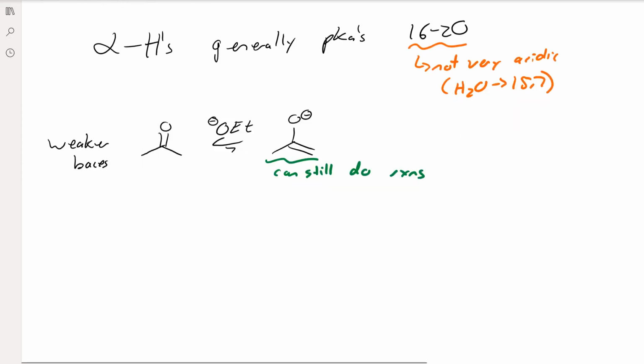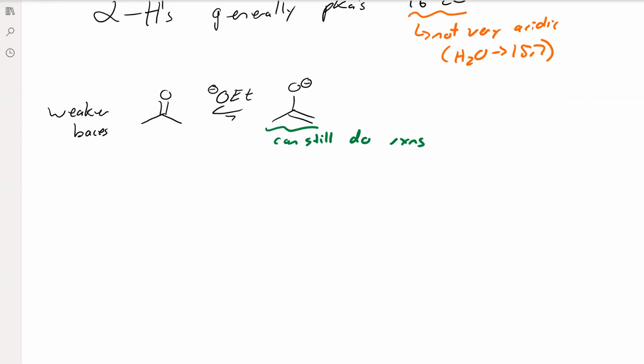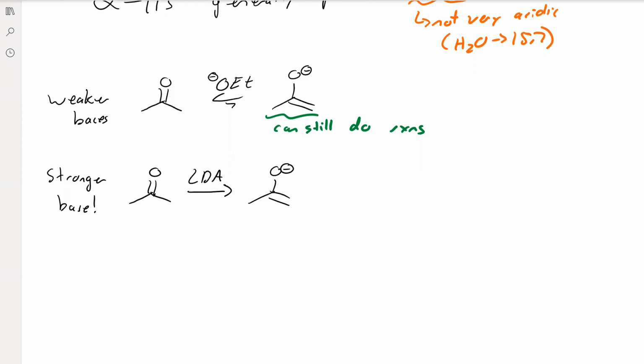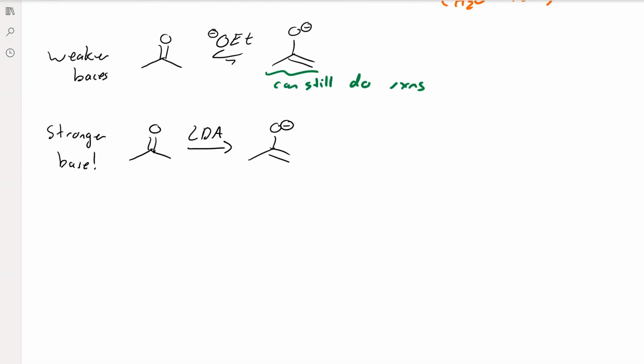But for some reactions, that's not enough. We really want our enolate form to predominate, and so we just need to use a stronger base. With a stronger base, we can have complete deprotonation and basically a one-way arrow to form our enolate. So we really have our enolate in stronger concentration. So it depends on what kind of reaction you want to do, whether you want an equilibrium of your ketone and enolate, or if you want just straight enolate.